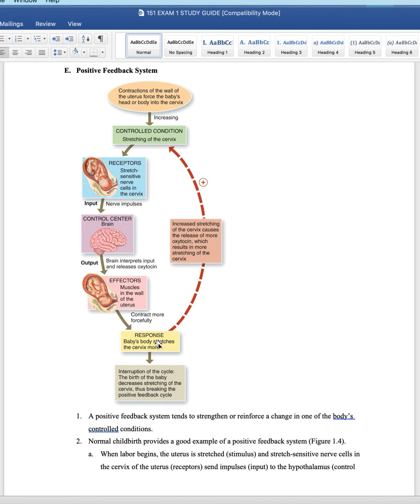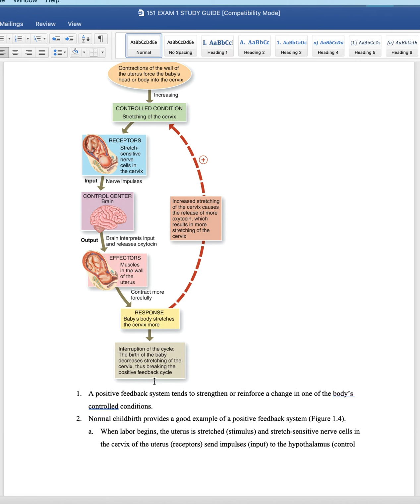So the body stretches the cervix more, increased stretching causes more oxytocin release, which causes more contractions, which causes more stretching, more contractions, more stretching, until finally something changes, till something actually disrupts the cycle, like the birth of the baby or the splinter rupturing through the surface of the skin. So a positive feedback system is going to strengthen or reinforce a change in the body's controlled conditions.